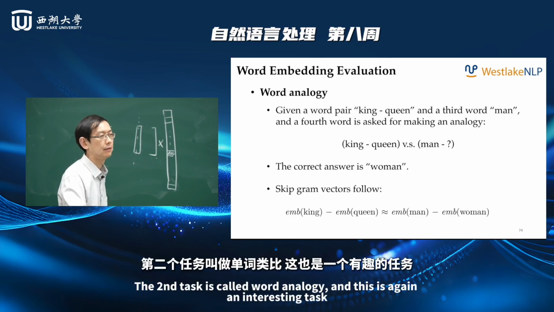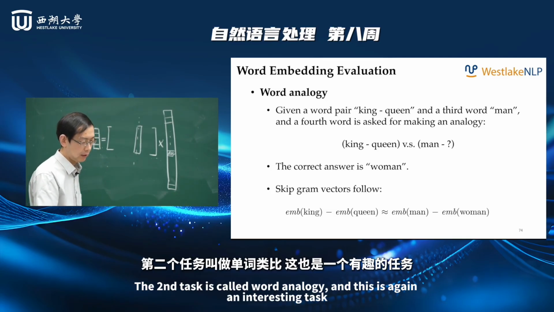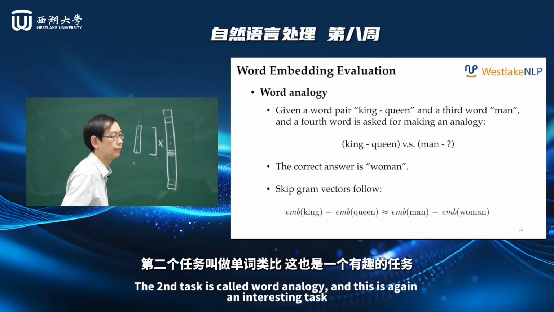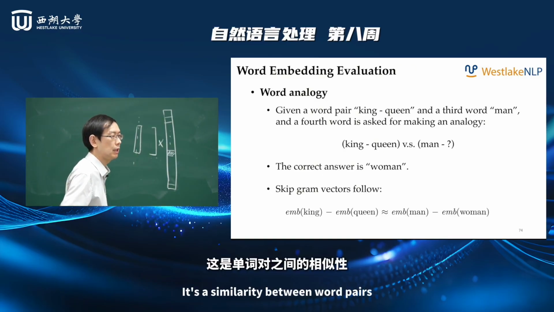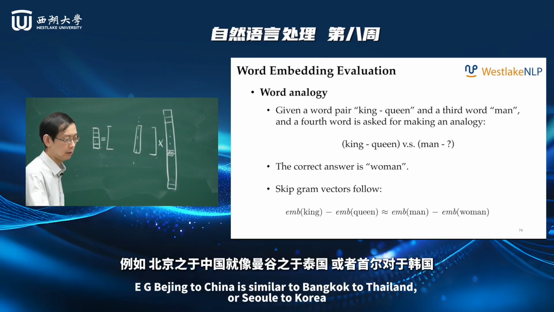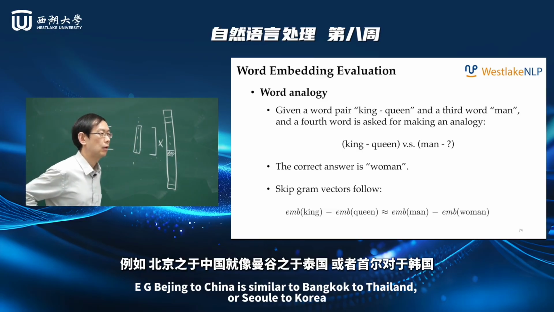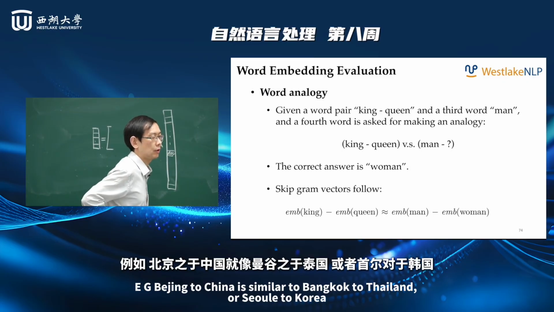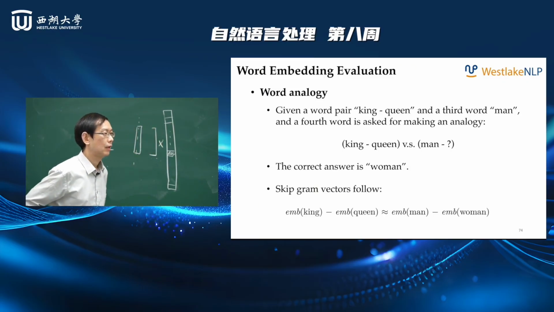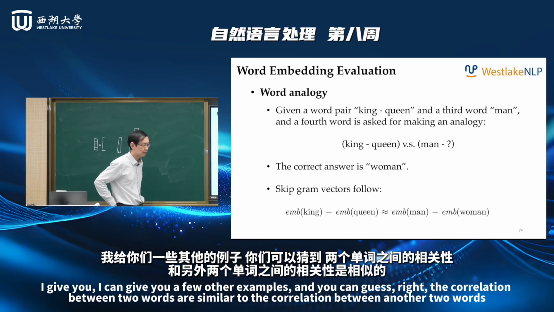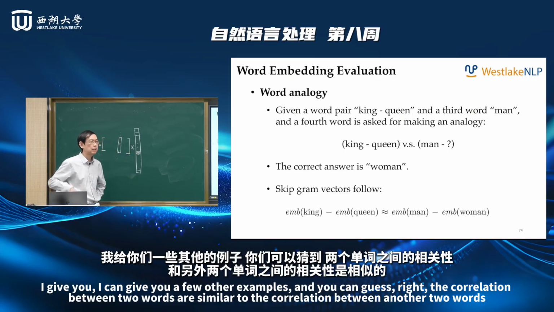The second task is called word analogy. And this is, again, an interesting task. It's a similarity between word pairs, okay? For example, Beijing to China is similar to Bangkok to Thailand, or Seoul to Korea. And I can give you a few other examples, and you can guess, right? The relation between two words is similar to the relation between another two words. Okay, this is called analogy.